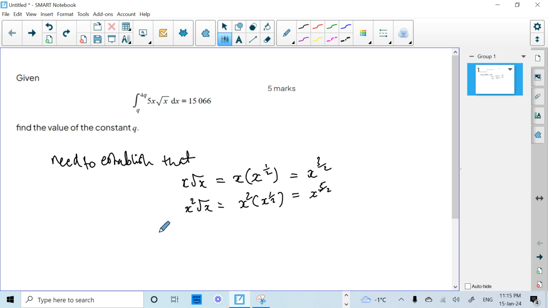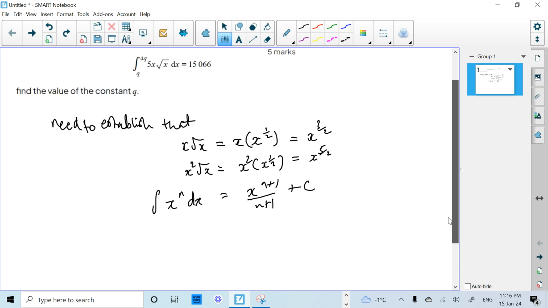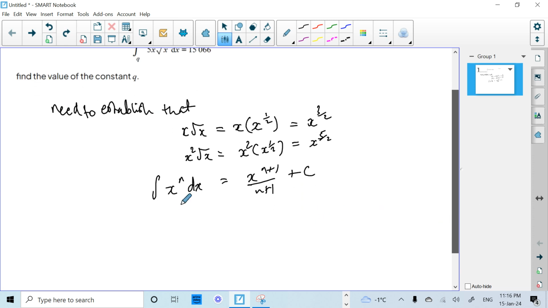We're using the integral of x to the power n dx, which is of course equal to x to the n plus 1 over n plus 1, plus c, your arbitrary constant. And n of course is not equal to minus 1.